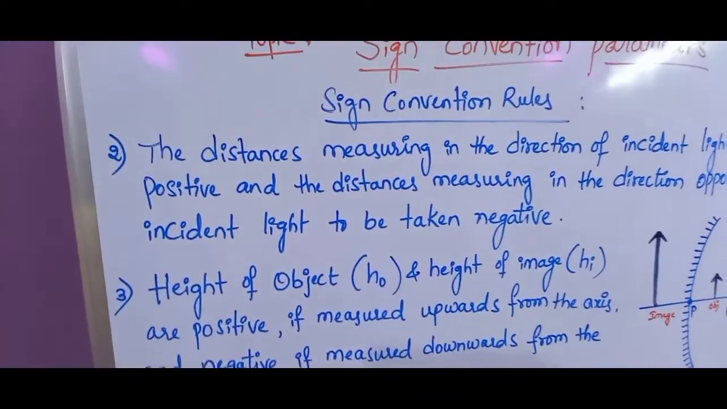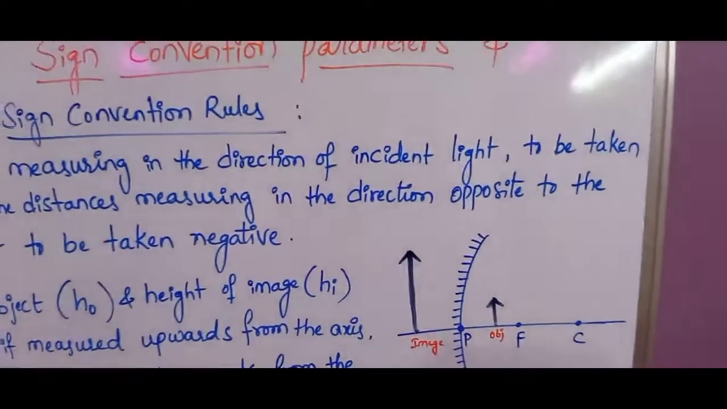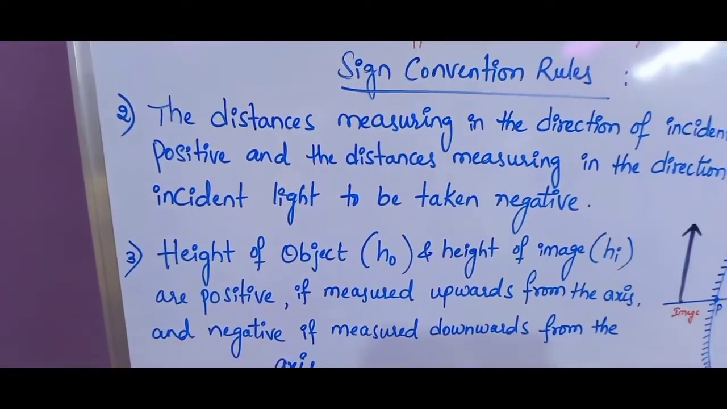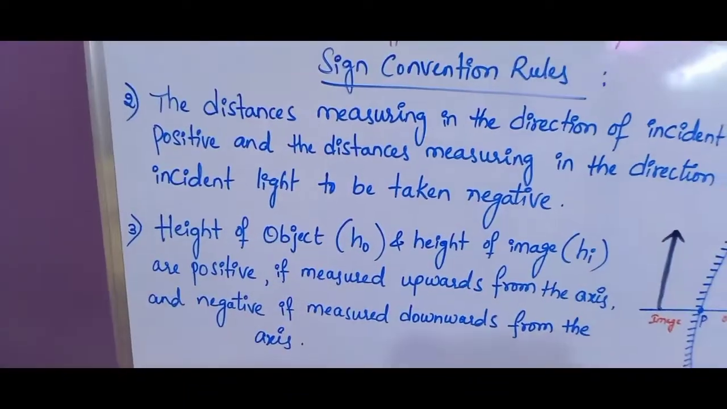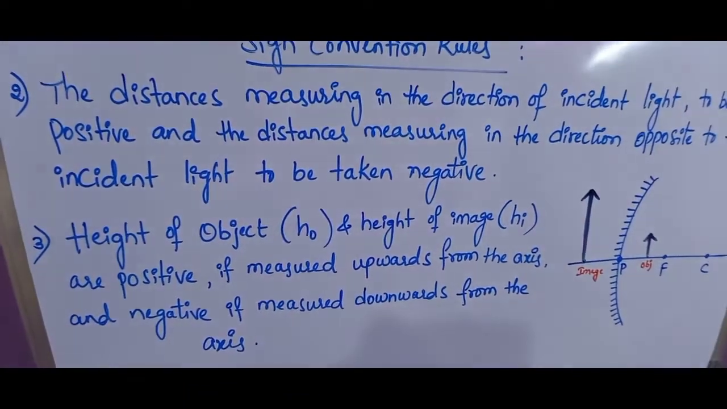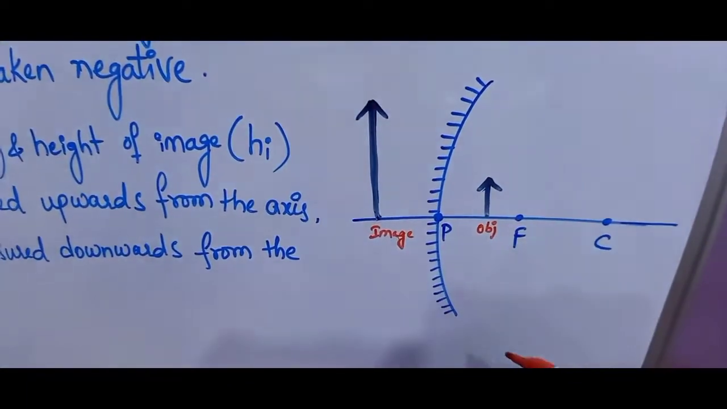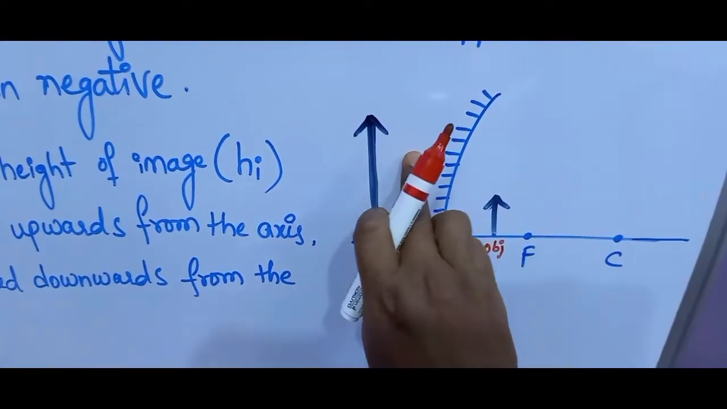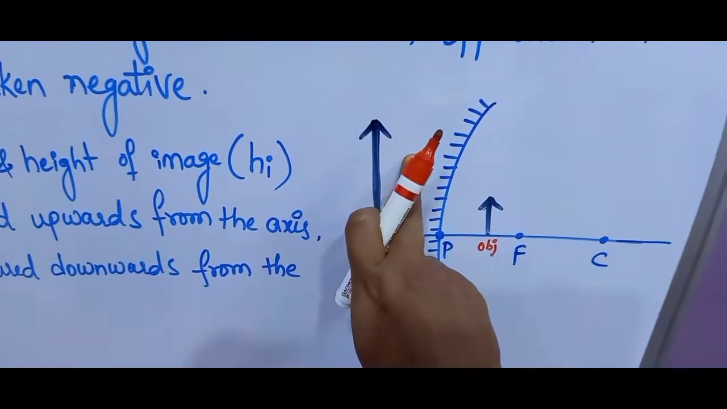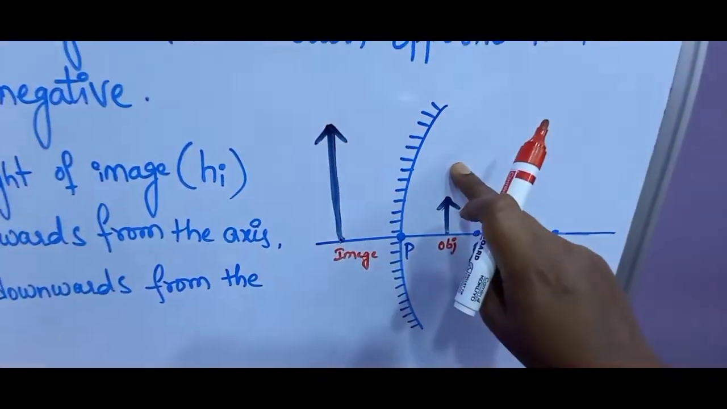Okay, second one, you see, the distances measured in the direction of incident light are to be taken positive, and the distances measured in the direction opposite to the incident light are to be taken negative. That means, children, see this diagram. Here, this is the concave mirror and this is the reflecting surface. This is the back side of the mirror, which is painted. This front side is acting as a reflecting surface.